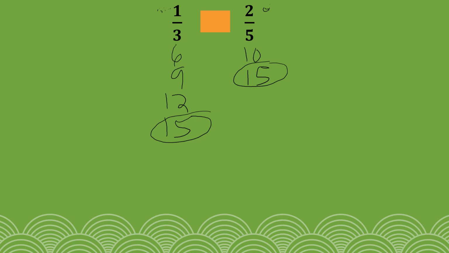So if you start with a list and pick the first number that you have that's the same, then you'll start in your smallest equivalent fraction, and you won't have to simplify that much later on. Okay, so my new denominator for both needs to be 15.